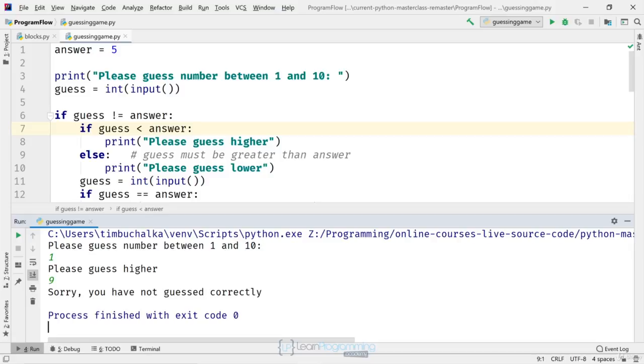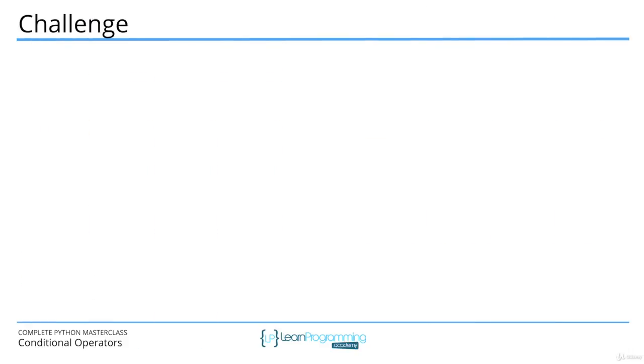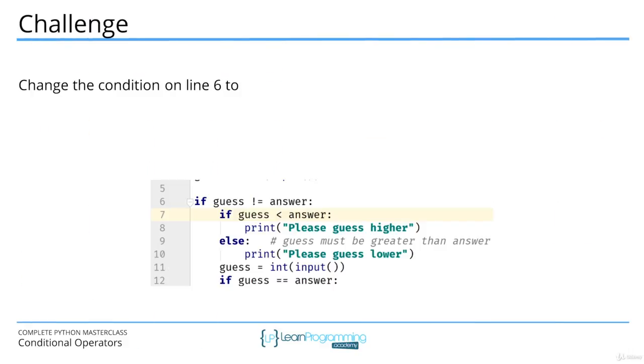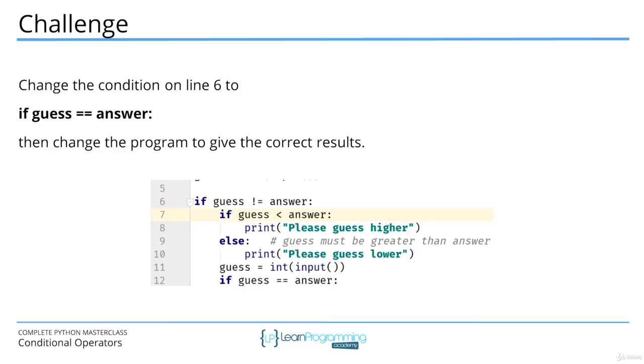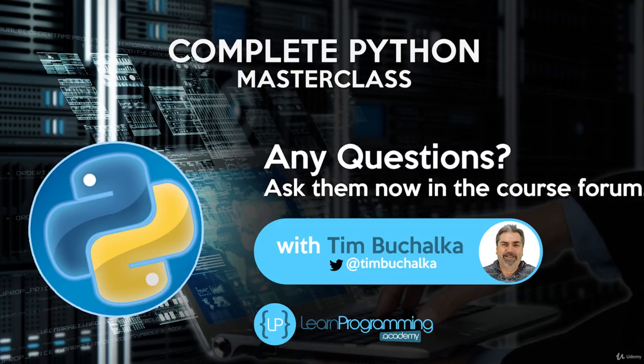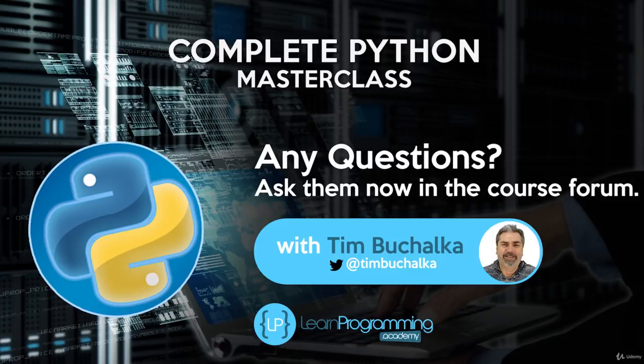Alright, so I'm going to finish this video now with a challenge and we'll go over the solution to the challenge in the next video. So the challenge is to change the condition on line 6 to if guess is equal to answer, and you saw that previously it was not equal to answer. So change it so it says if guess is equal to answer, and then change the program in the appropriate places to give the correct results. Alright, so that's the challenge. See how you go with the challenge, and we'll go over the solution to the challenge in the next video.